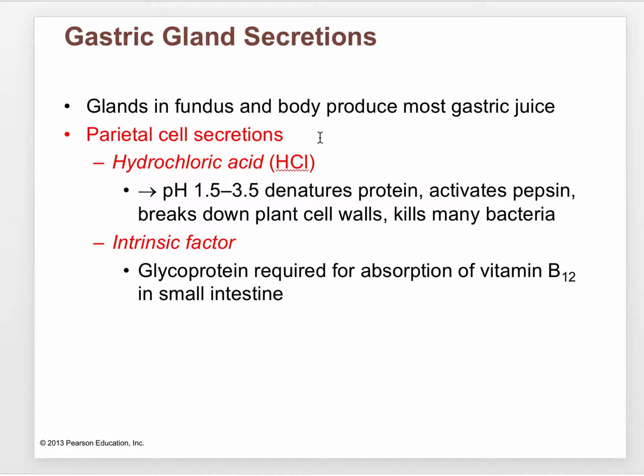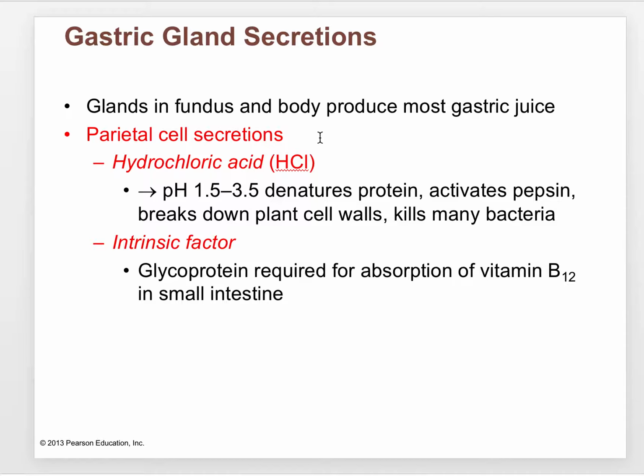Glands in the fundus and the body of the stomach produce most of the gastric juices. The parietal cell, as we said before, secretes hydrochloric acid. Hydrochloric acid in the stomach kills many of the bacteria that travel down with the food we eat. It denatures the proteins, and it breaks down the plant cell walls of the vegetables that we eat.